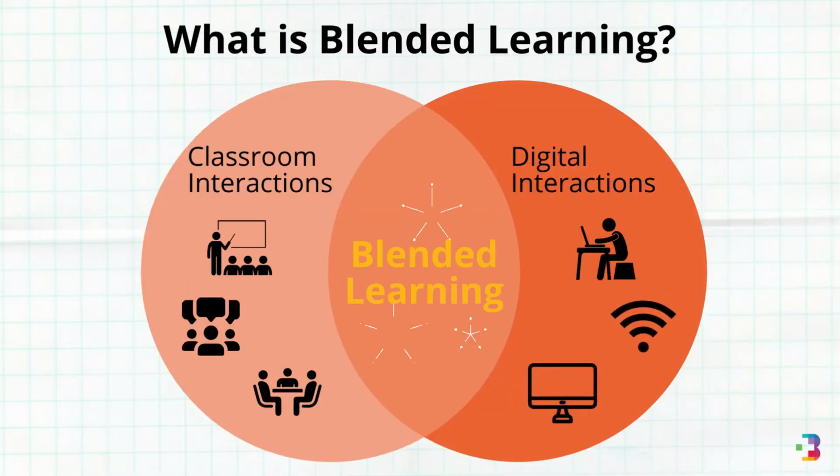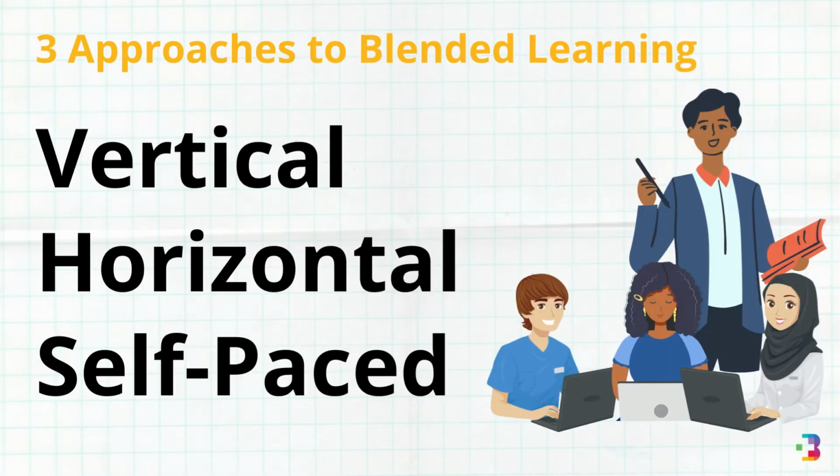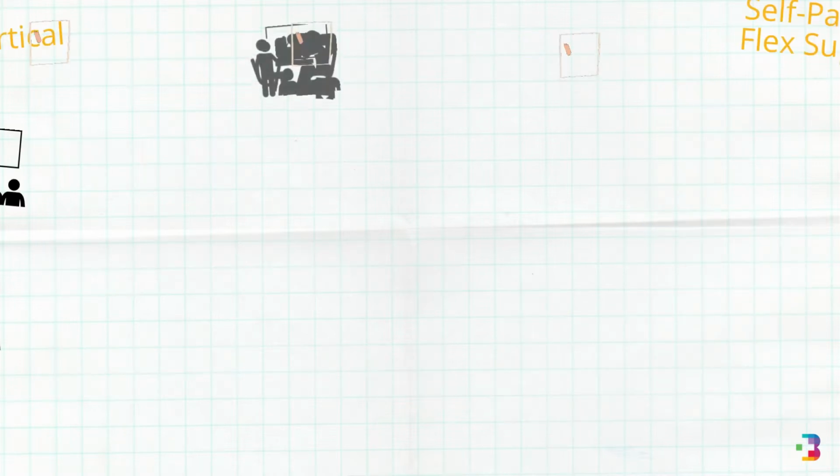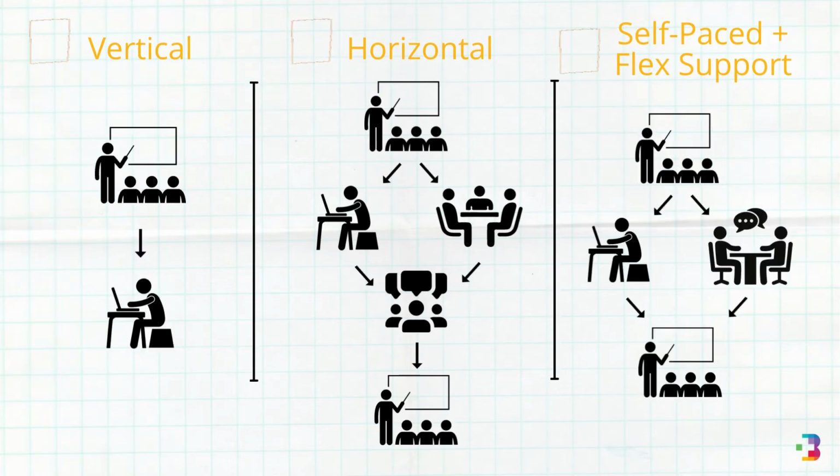Designing that just right blend of classroom and digital interactions in the lesson plan can maximize student engagement and success. In this video, we will explore 3 variations of blended learning: vertical planning, horizontal planning, and self-paced with flex support. Each blended learning approach has its benefits and challenges and requires the teacher to think critically about their goals and their students' strengths and needs. Let's take a closer look at them now.